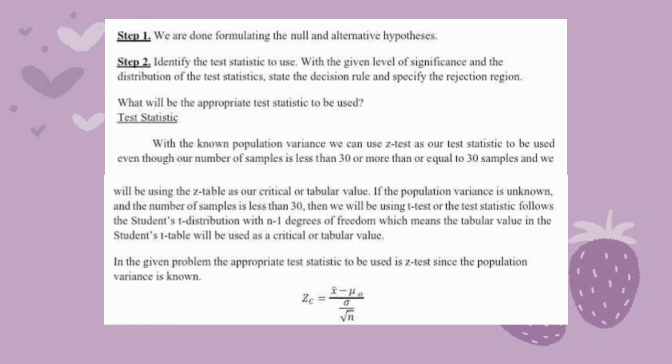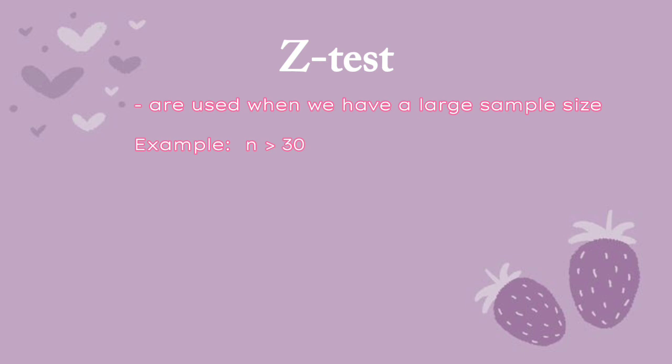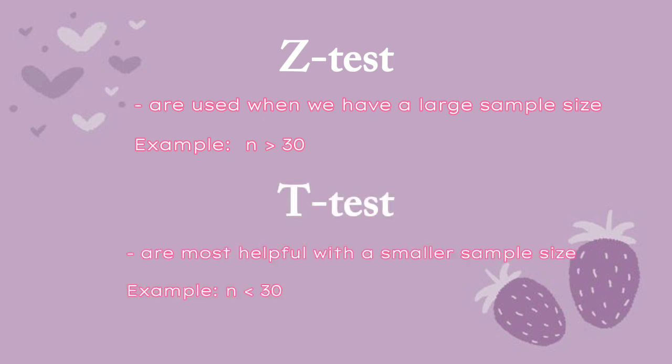Let me have a quick explanation about the difference between the z-test and the t-test. Z-tests are used when we have a large sample size, like n greater than 30, whereas t-tests are more appropriate for samples with a smaller sample size, like n less than 30.